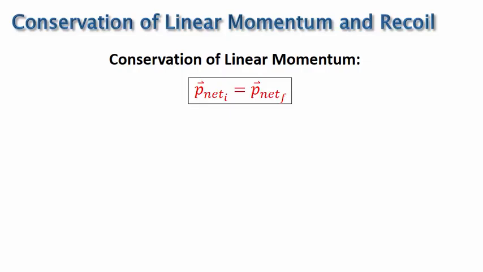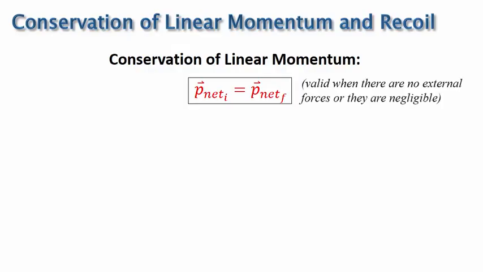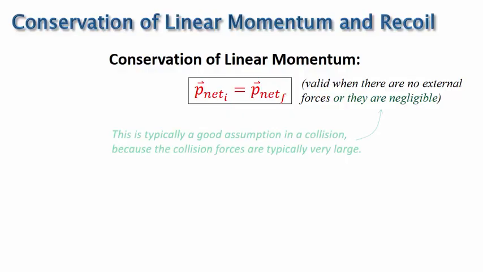Recall that we assumed that there were no other forces acting on the objects other than the forces associated with the collision, which means momentum is only conserved when there are no external forces acting on the system, or if there are external forces, they're small enough to neglect. But as we discovered in the previous video, the forces involved in a collision are typically very large compared to the other forces that might be acting on the system, like gravity and friction. So this is typically a good assumption.